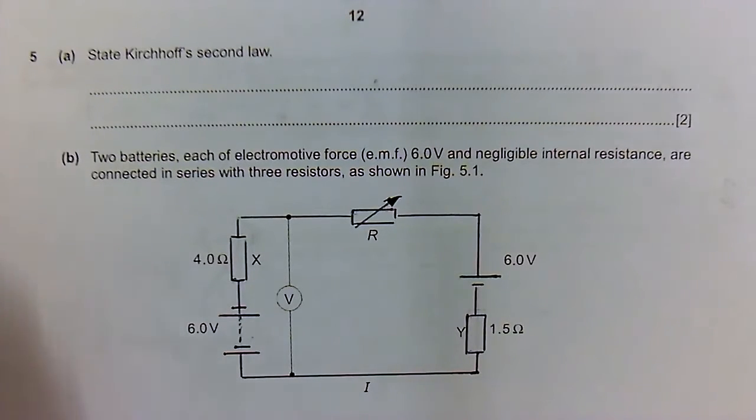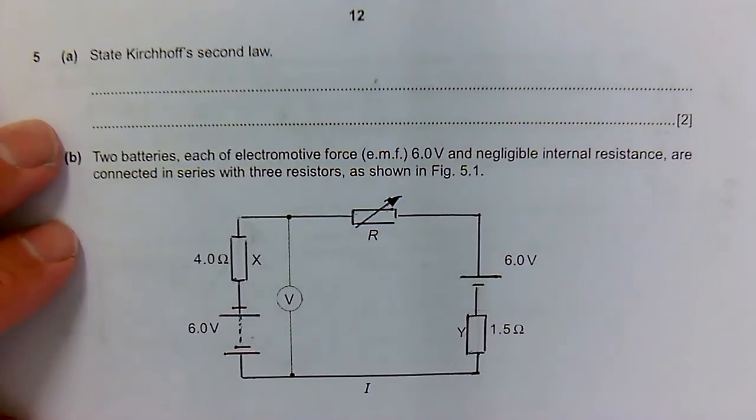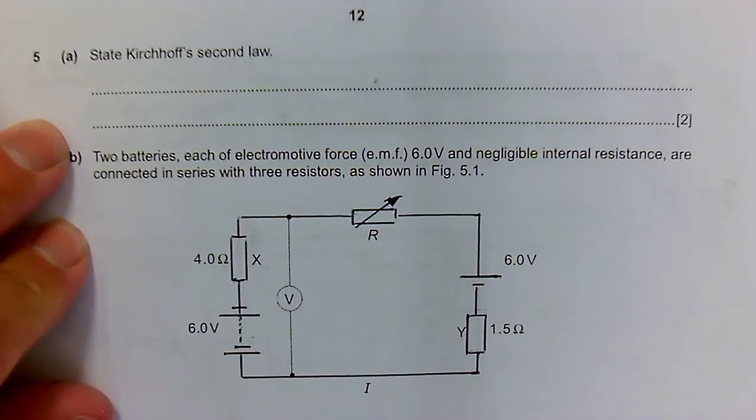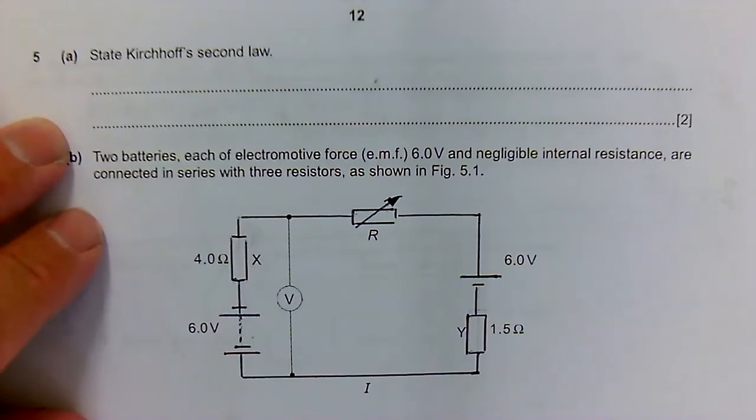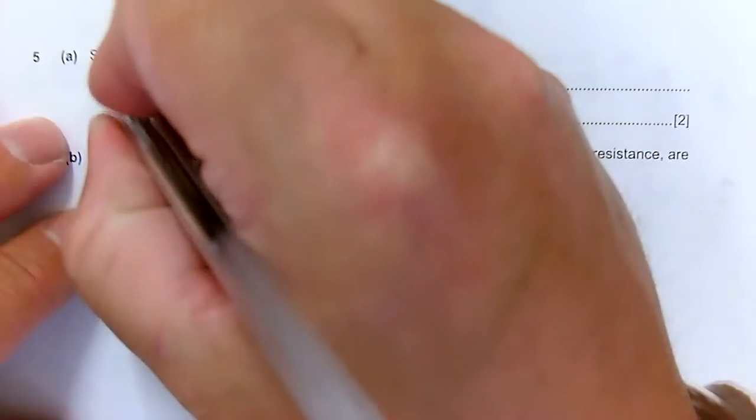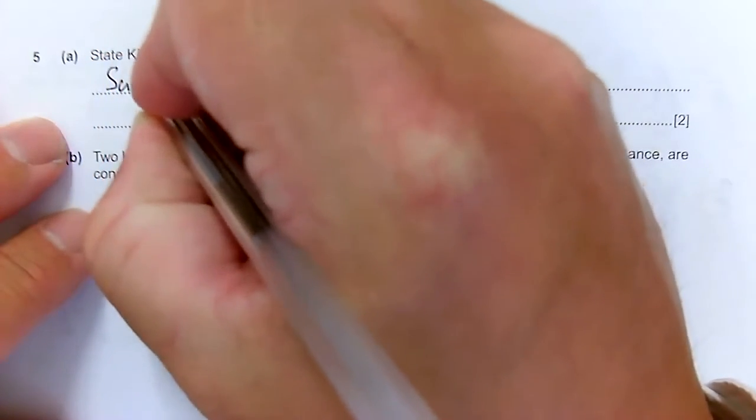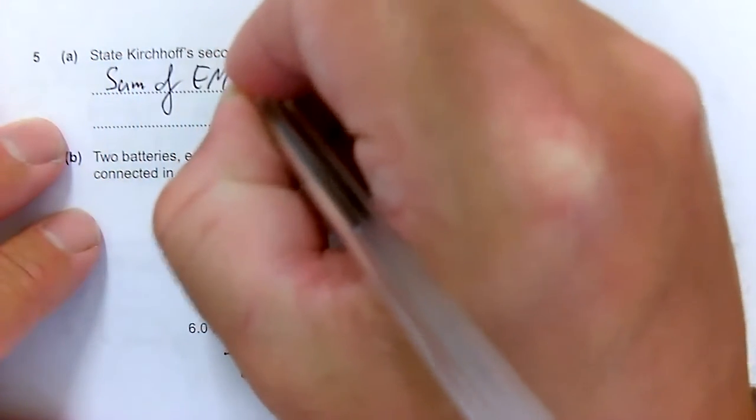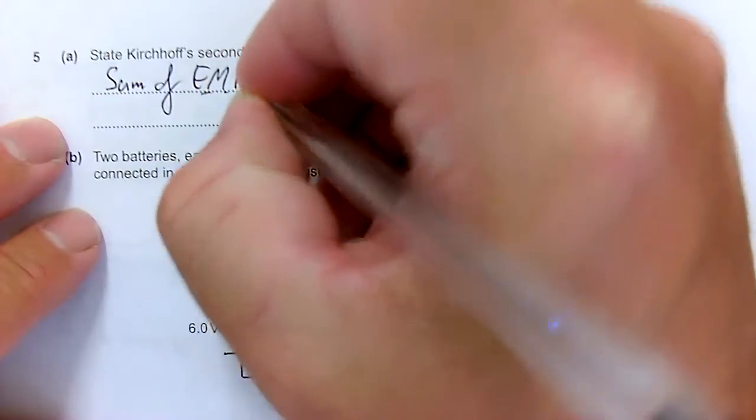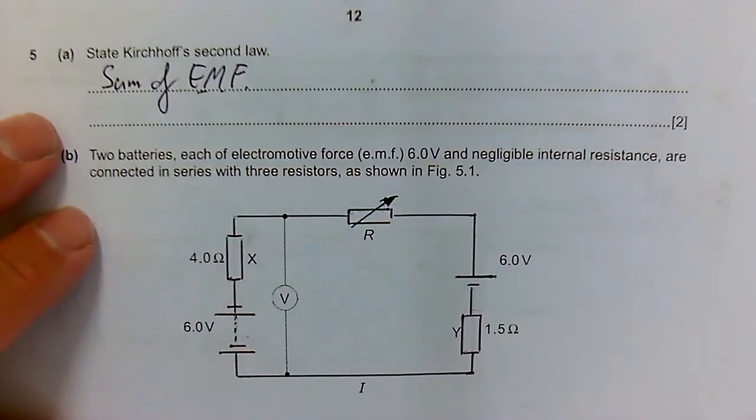So looking at question 5 onto electricity, it says state Kirchhoff's second law. Again, this is a statement, so this is something you learn off by heart, and it's 2 really easy marks. It's basically the sum of the EMFs, or electromotive forces. That's the voltage across batteries, neglecting their internal resistance.